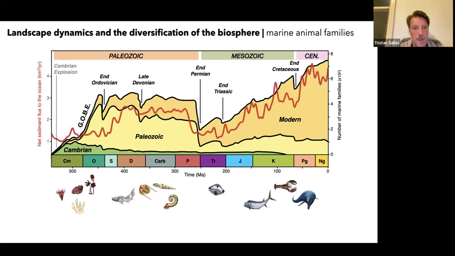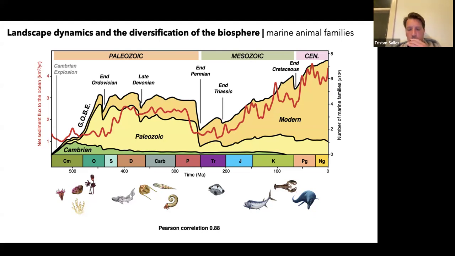So if on top of this we put our net sediment flux, which is delivered to the ocean, what we find is that we've got this plateau, which seems to match with the initial plateau. We've got a decrease before the mass extinction of the Permian, and then we've got our increase, which is shown here. If we do a quick correlation between the two, we find a really strong Pearson correlation of pretty much 0.9, which suggests that there is a strong correlation between the two.